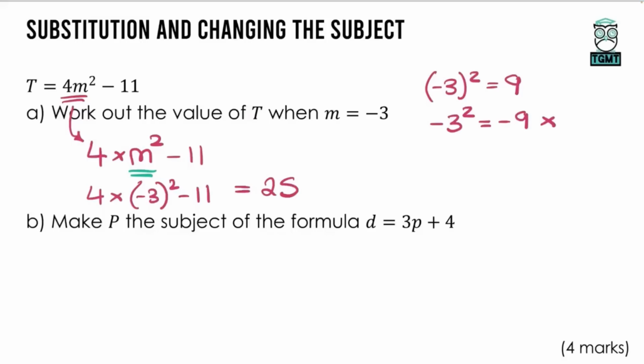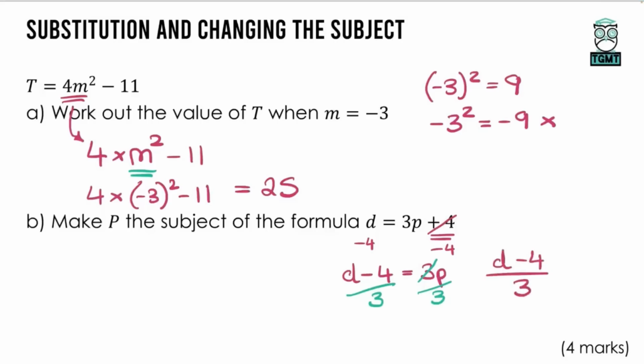For part B, it asks us to make P the subject of the formula. And it's a relatively nice formula. We just need to first do the inverse by getting rid of this 4. And to get rid of the 4, we would subtract 4 from both sides. That means we get the expression on the left, d minus 4, and that's now just equal to 3p. To get rid of that 3, we have to divide by 3. And when we divide by 3, it creates a fraction on the left. It gets rid of the 3 on the right. And we just end up with d minus 4 divided by 3, and that is now equal to p. P is now on its own.